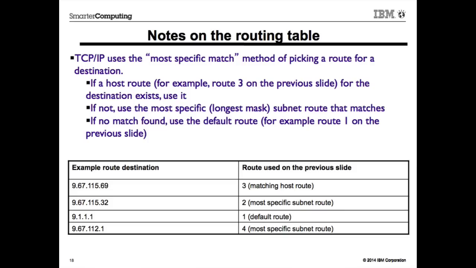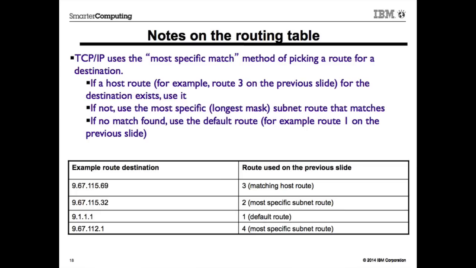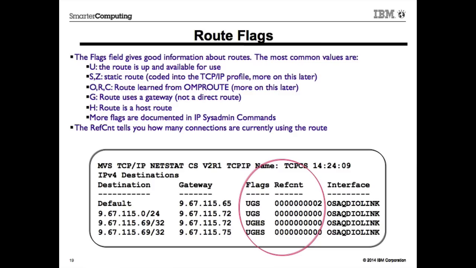And finally, 9.67.112.1 is another destination we're going to route to. There is no host route for that, but there is a subnet route for 9.67.112.0. That route will be selected to route to that destination. So that's the most specific subnet route, the most specific match method of picking a route. It's basically how the routing table works in z/OS.